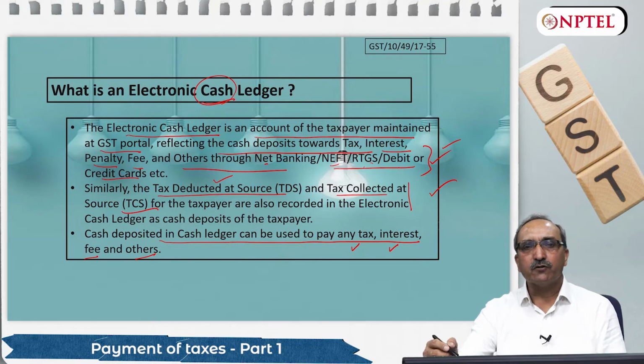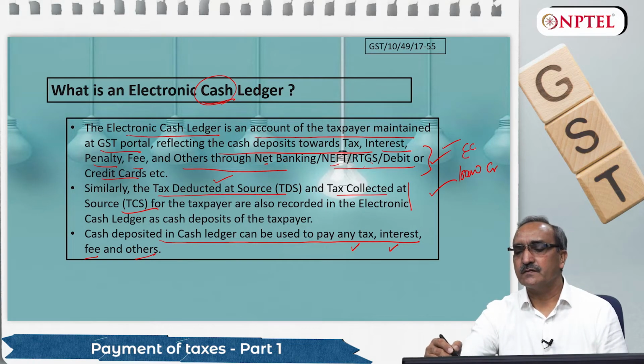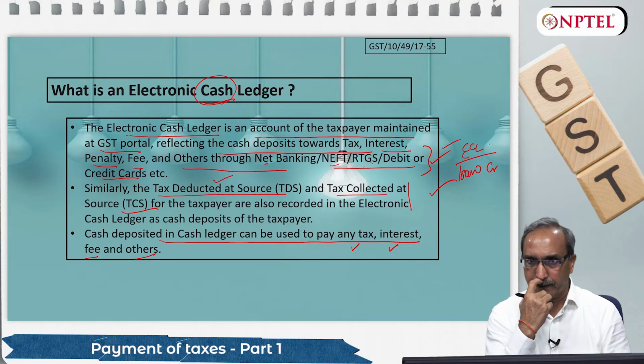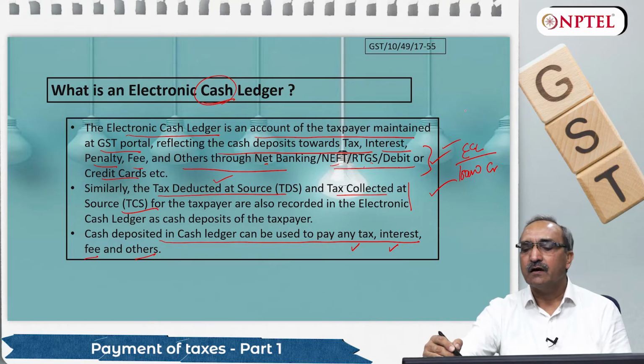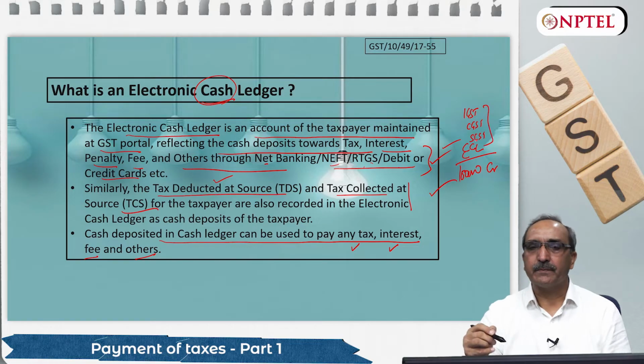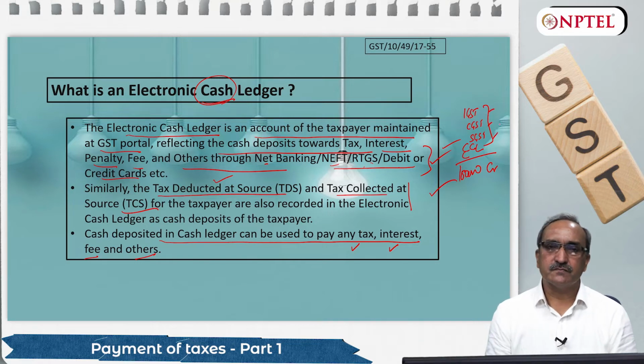Whatever amount you have deposited, suppose you have deposited 1 lakh rupees, it will be credited to your electronic cash ledger on the GST portal. And again this cash ledger will be maintained IGST wise, CGST wise, state GST wise. Separate 3 ledgers will be maintained. So you have to deposit separately in all these accounts.